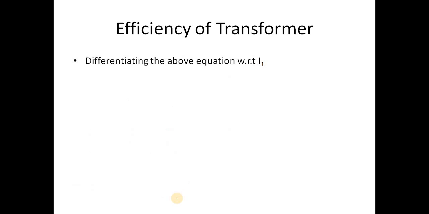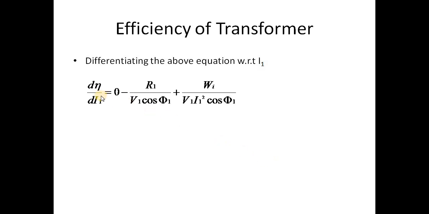So when we perform the differentiation with respect to I1, so when we differentiate the above equation with respect to I1, what we are going to get is: the constant value 1 is going to be 0, and here we have I1, so d by dI1 of I1 is going to become 1, and here we have d by dI1 of 1 over I1, so it is going to be minus 1 by I1 square.